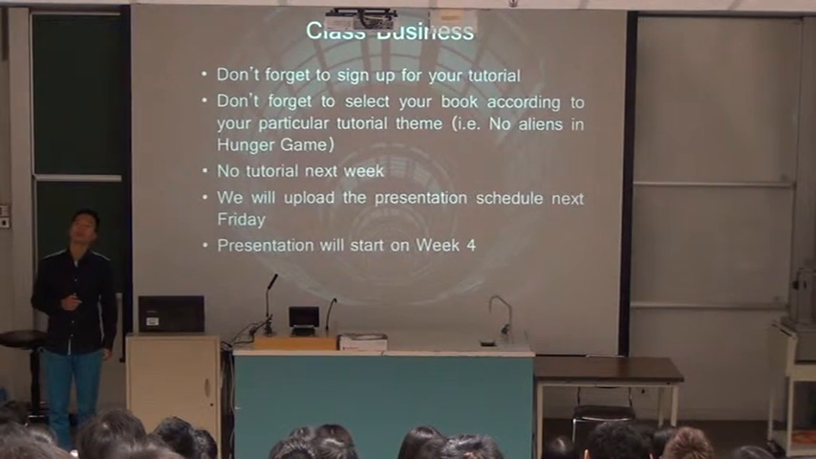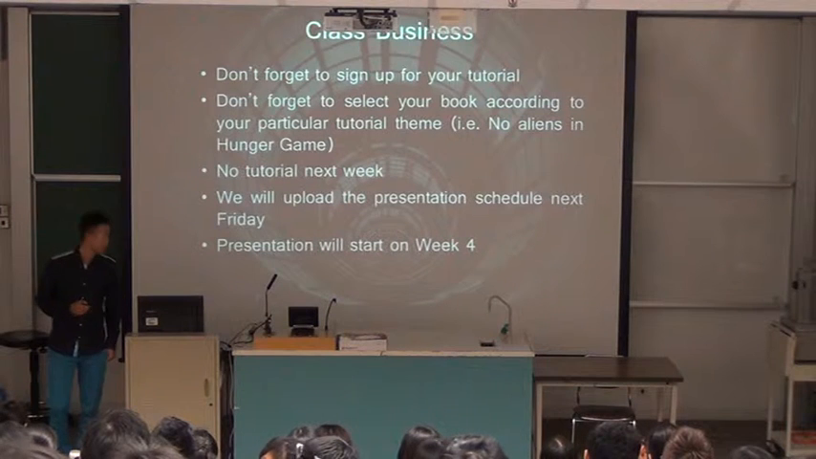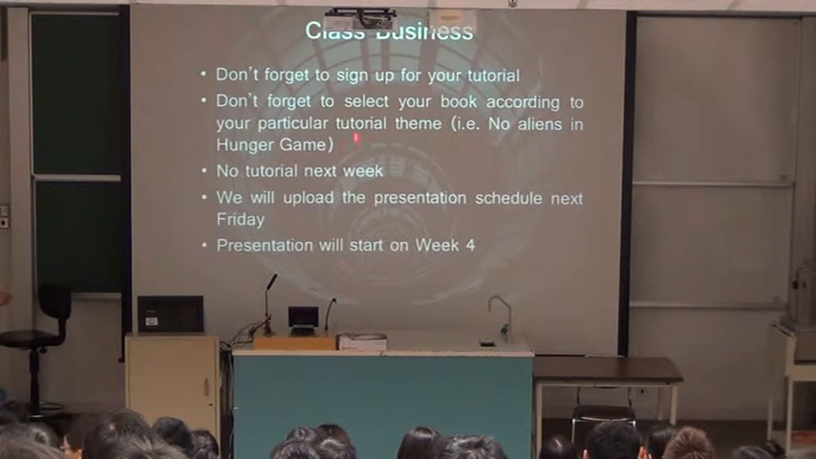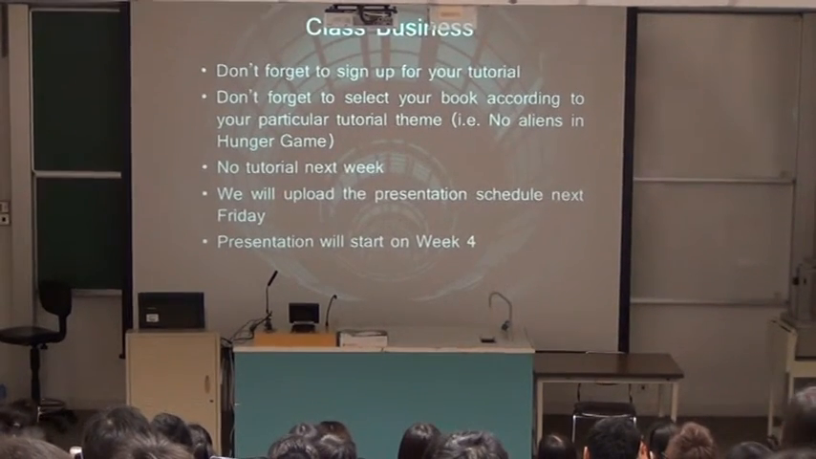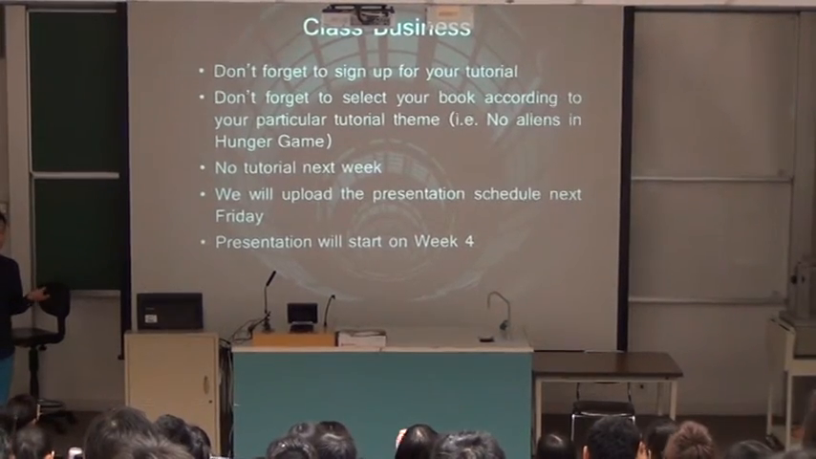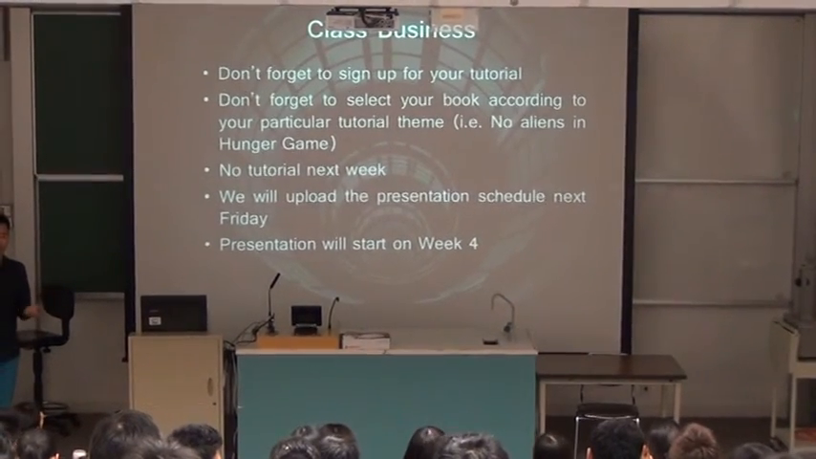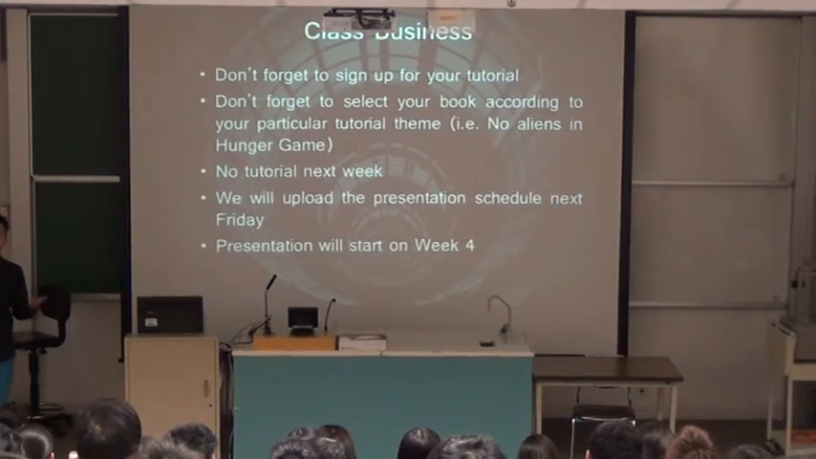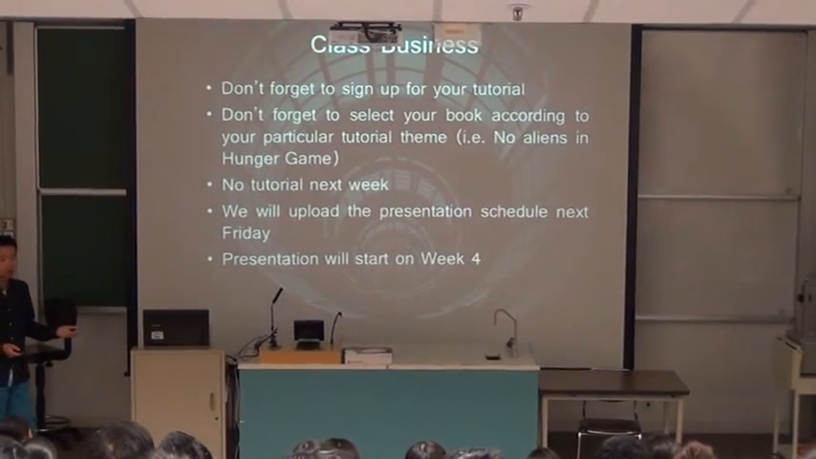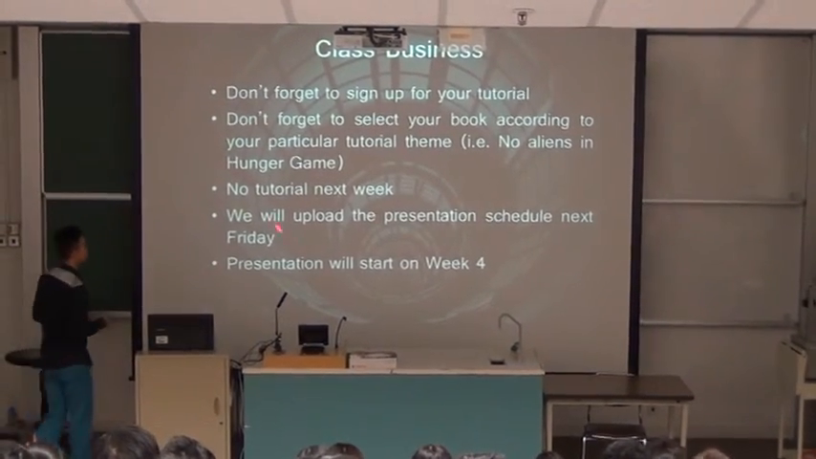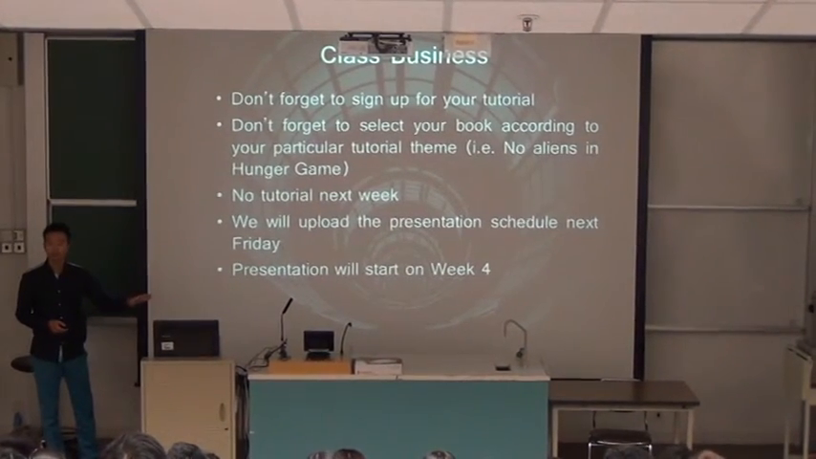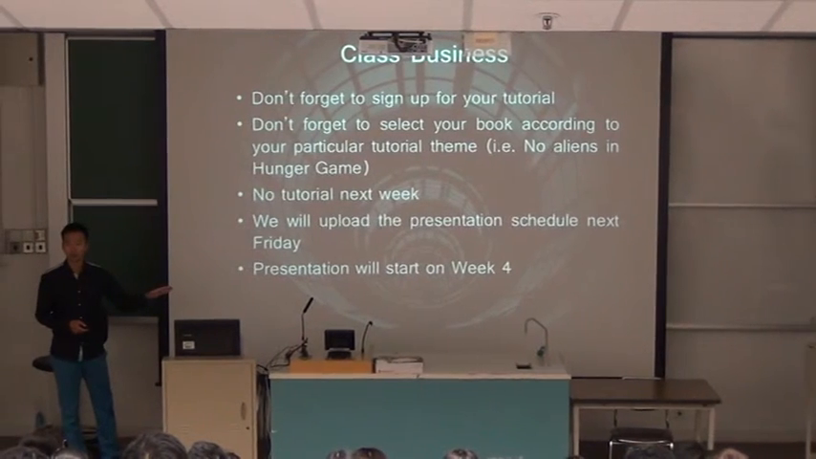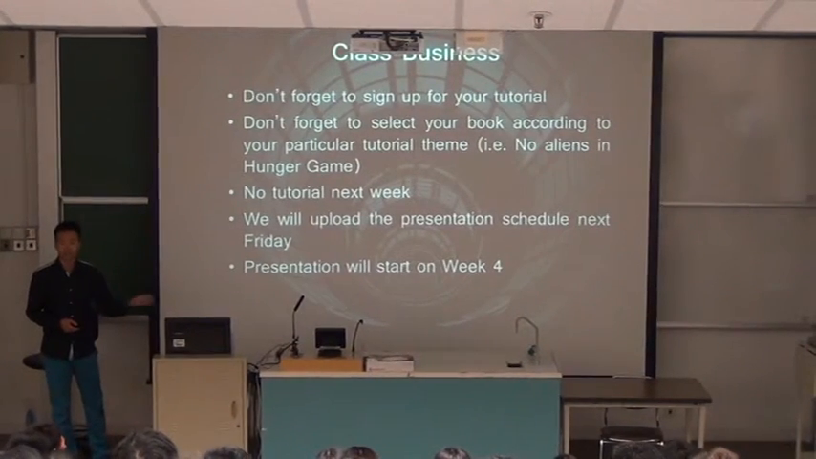But can you guys hear me at the back? Yeah? Okay, good. And make sure you pick the books based on the theme. For example, in Hunger Games, there's no alien. It's hard to write a paper on aliens when there's no alien, unless you want to invent one, the Hunger Games 4, or maybe 5. So make sure you go back to your last lecture and take a look at the book list that will suit your tutorial. We try to make it easy for you guys.